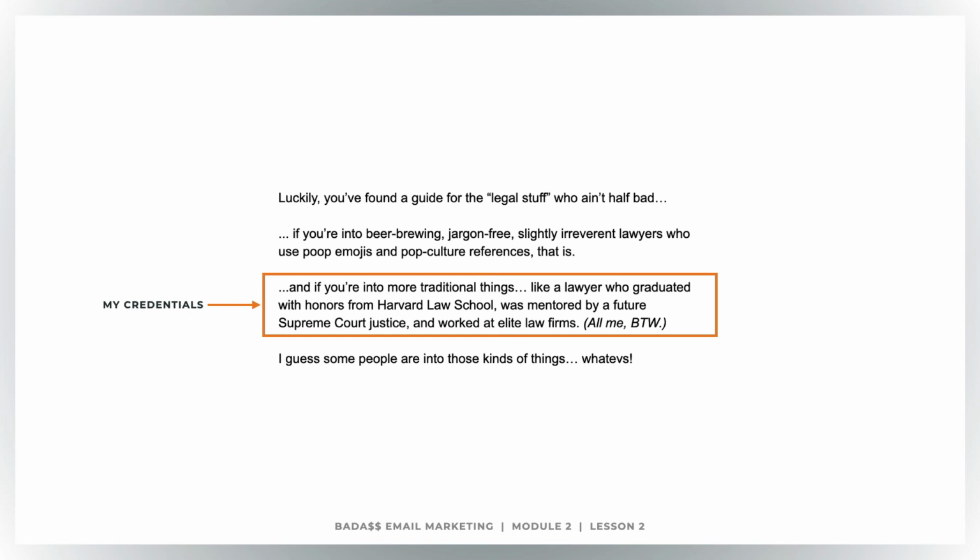Because we know from Module 1, we want to build connection here. That's really what we're trying to do in every email we send. And so that's why this is the way that I've crafted this. But again, you'll craft this by having just a little bit of credibility boosting about what you've accomplished, what your credentials are, what it is that allows you to be qualified to be their guide on this journey. So that's the purpose of this section.